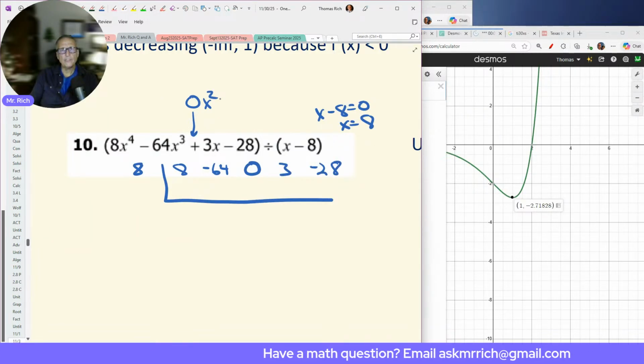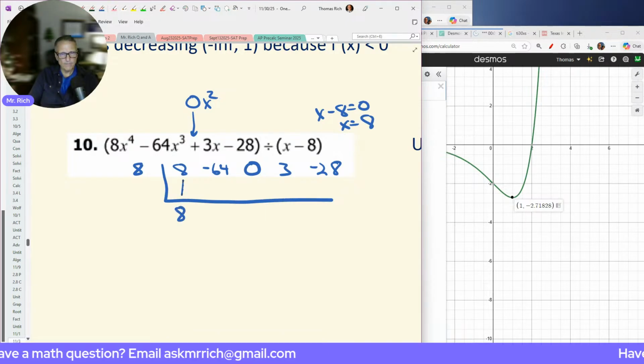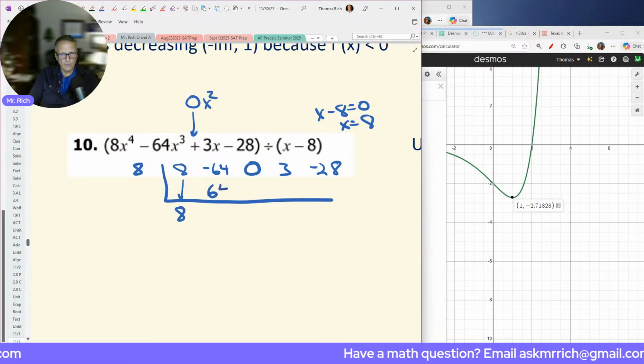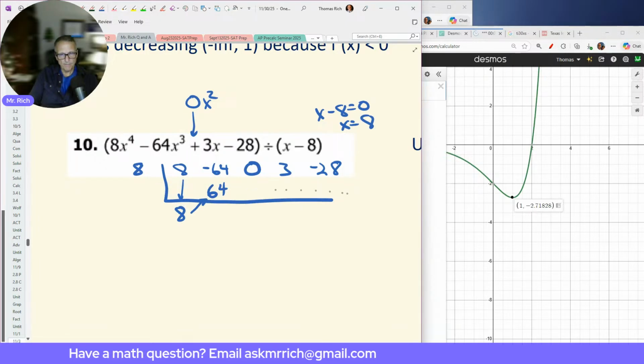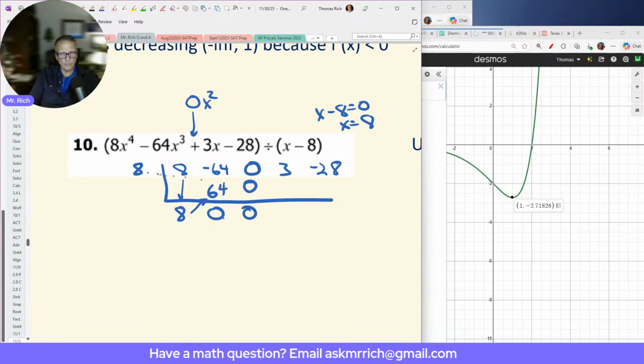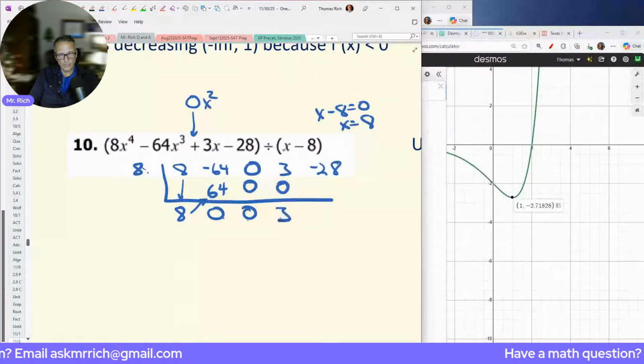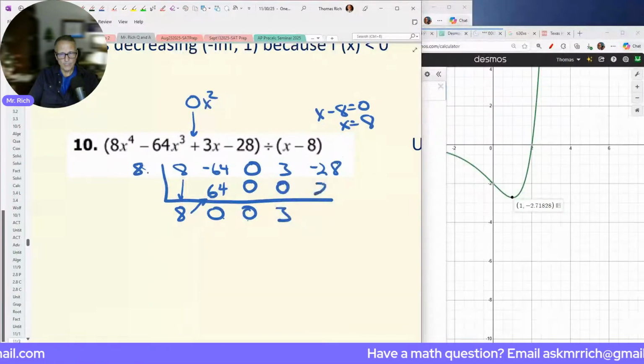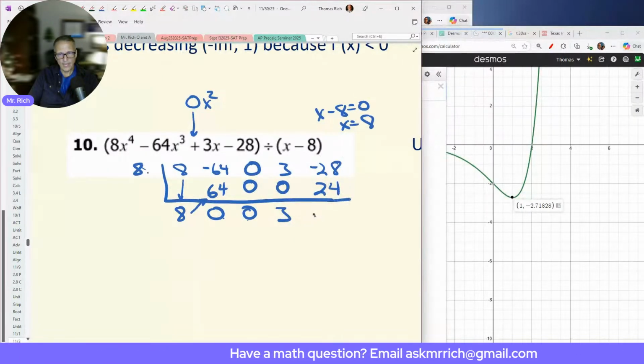Well, we start the synthetic division process by bringing down this first coefficient straight down. And then we proceed to multiply. We do 8 times 8, and we put the result of that multiplication in the next space in this blank row right here. Then we add. So negative 64 plus 64 ends up being 0. 8 times 0, we put the answer 0. We add, we get 0. 8 times 0 is again 0. We add, we get 3. And then 8 times 3 is 24. And then we add, and we get a negative 4.